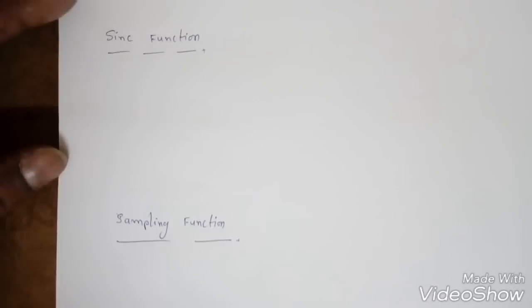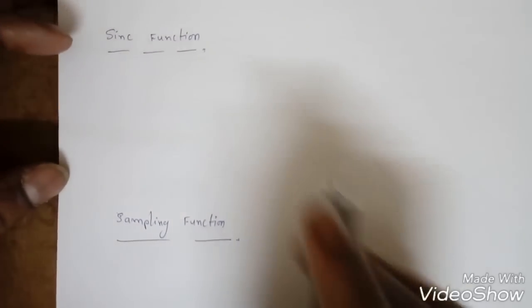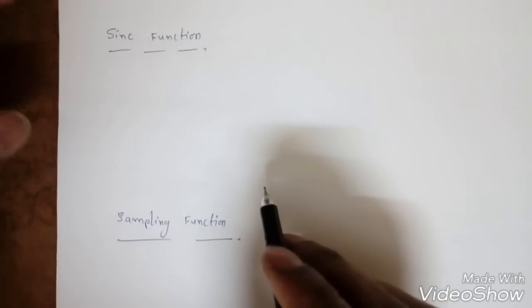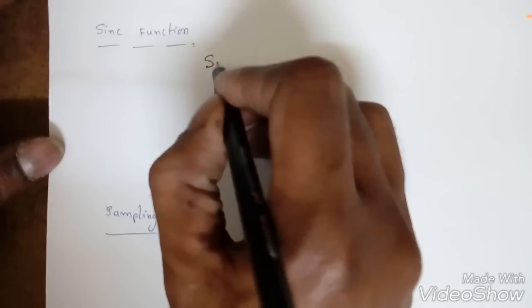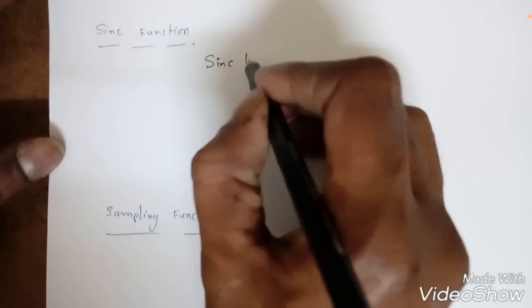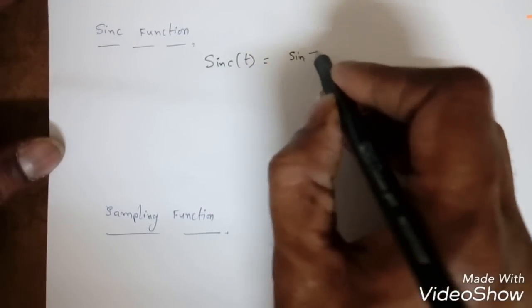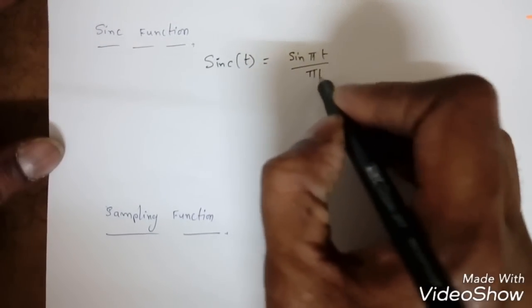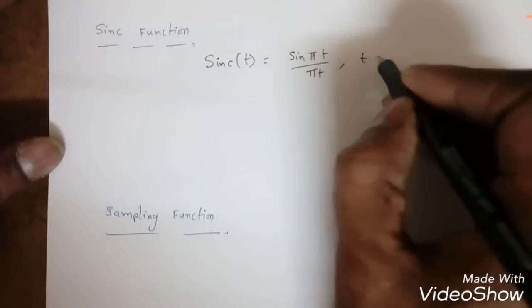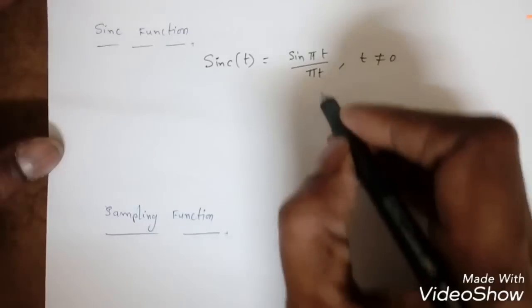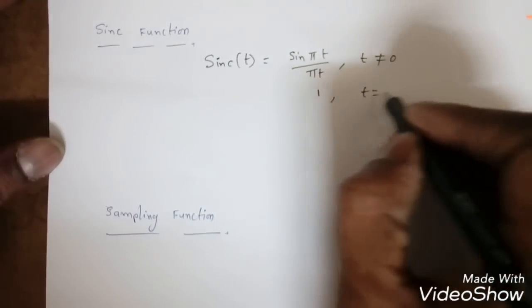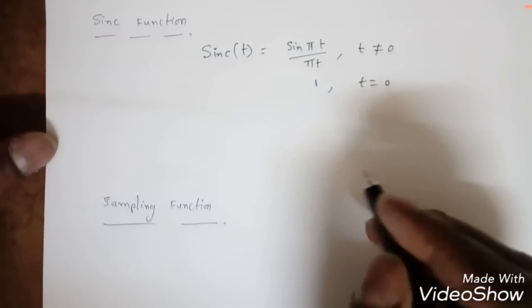Next we will see two important functions, that is the sinc function and the sampling function. Sometimes these two are written the same. So sinc function can be represented by sinc t is equal to sin pi t by pi t when t is not equal to 0, and it is 1 when t equal to 0. I will prove that one.